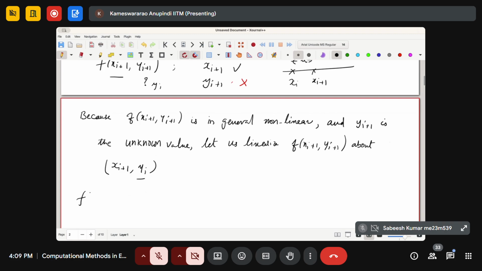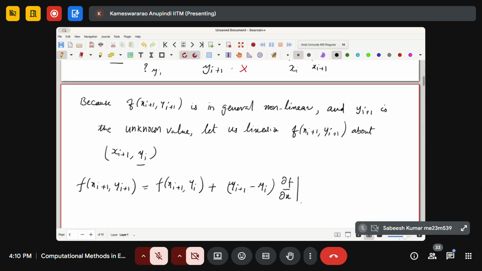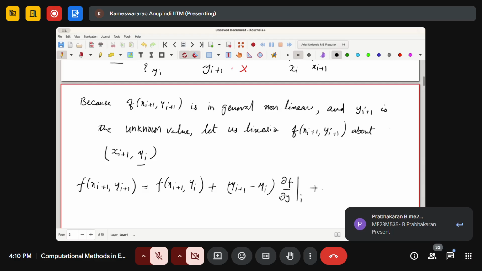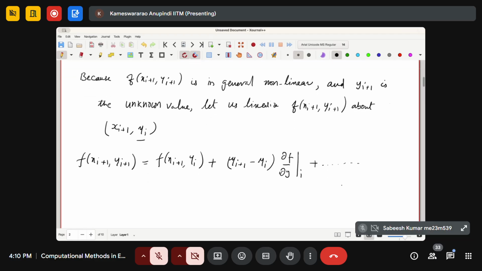That means if I use the Taylor series expansion for f of x_{i+1}, y_{i+1} about f of x_{i+1}, y_i, this is going to be f of x_{i+1}, y_i plus (y_{i+1} minus y_i) times partial f by partial y at i, plus and so on. That is what we have. Because the f function is known, I can also calculate partial f by partial y at i.